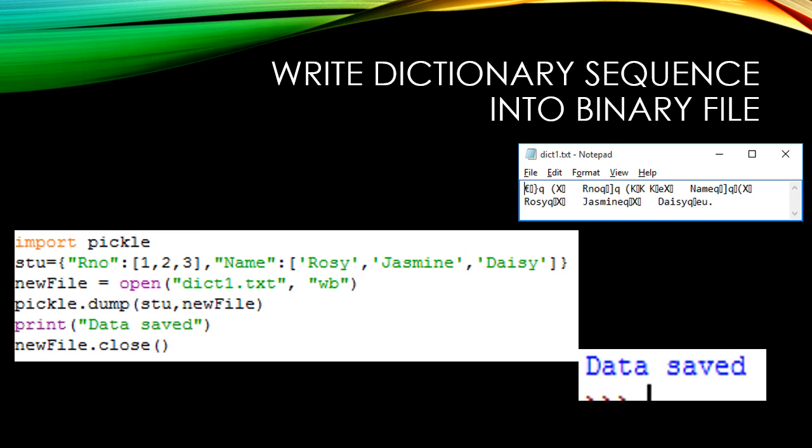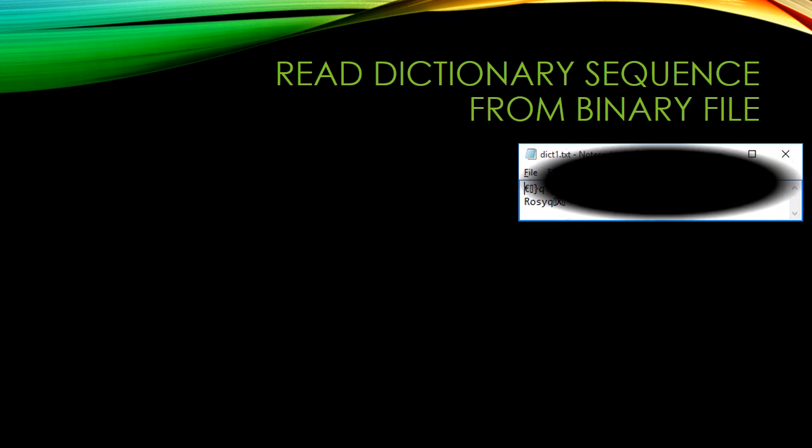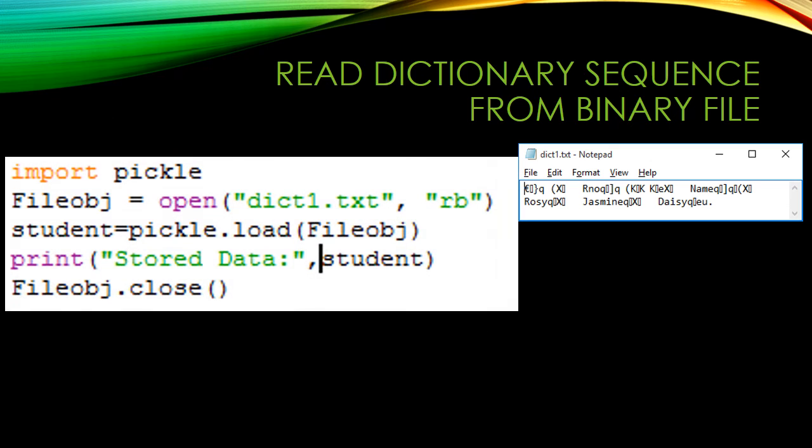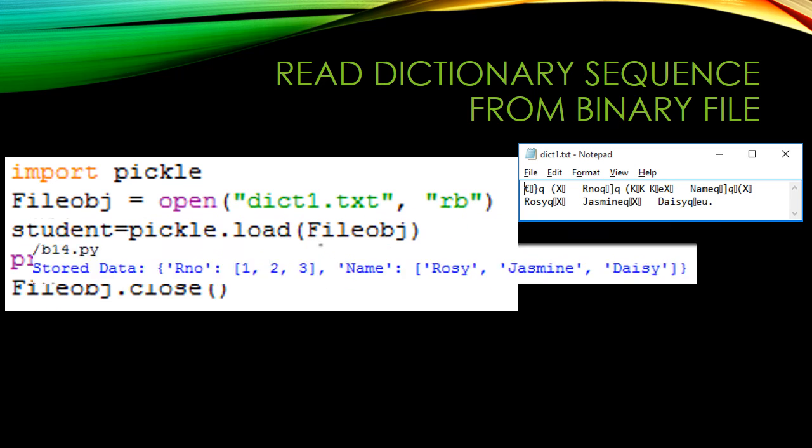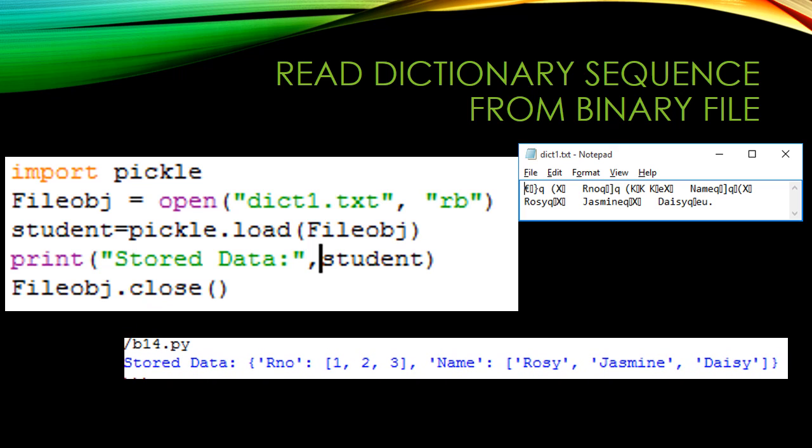Then dump, the name of the dictionary, comma, the file object. The data is saved like this. And next we are going to read this content from the dict1.txt file using the method pickle.load of the respective file object. It will be assigned to the variable student and printed. What we stored, the same way we can see in the output screen.